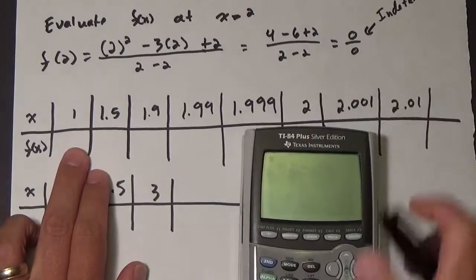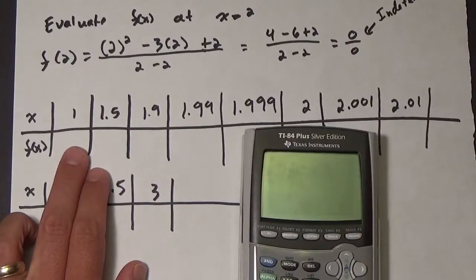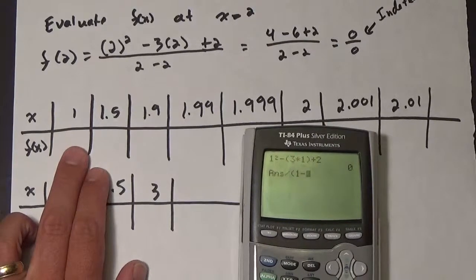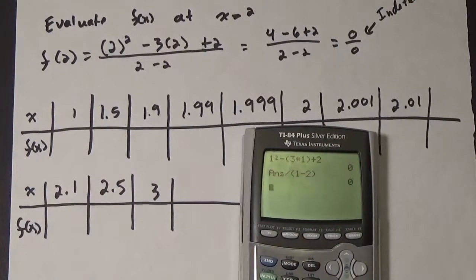So, let's look at 1. So you have 1 squared minus 3 times 1 plus 2. So that's 0, divided by 1 minus 2. And it's still 0. Easy enough.